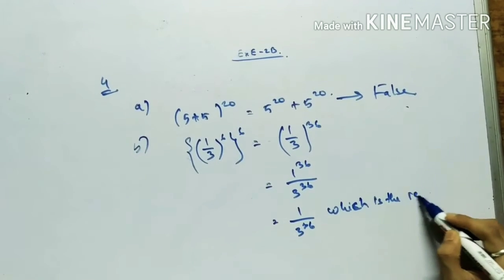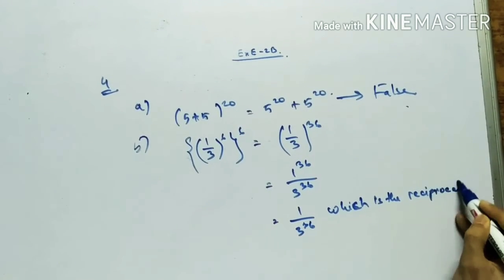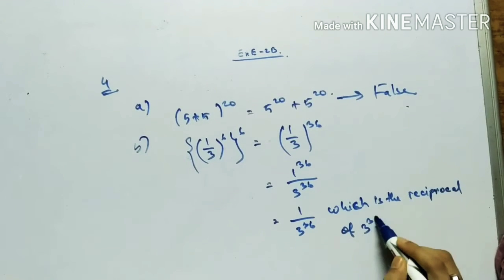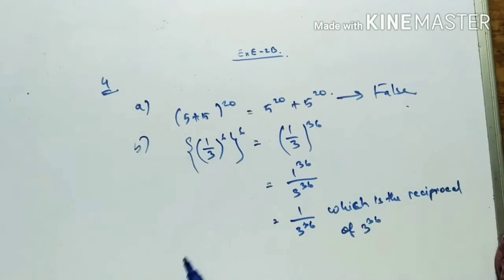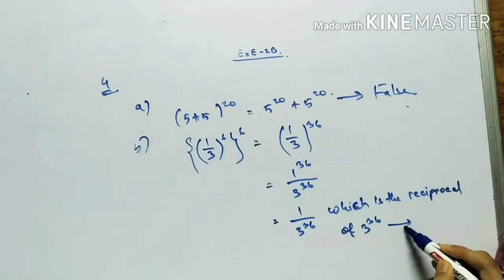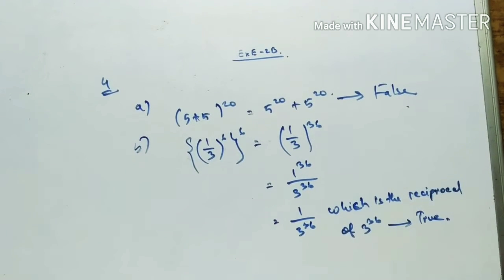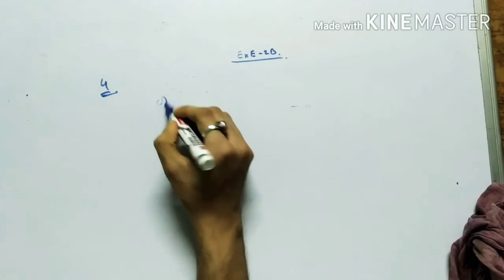the reciprocal of 3 to the power 36. So therefore number B will be true. You just write it false or true. I am just showing you these, but there is no need to show working, you just write true or false.